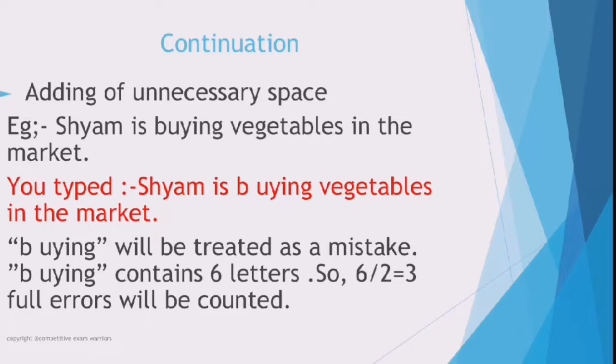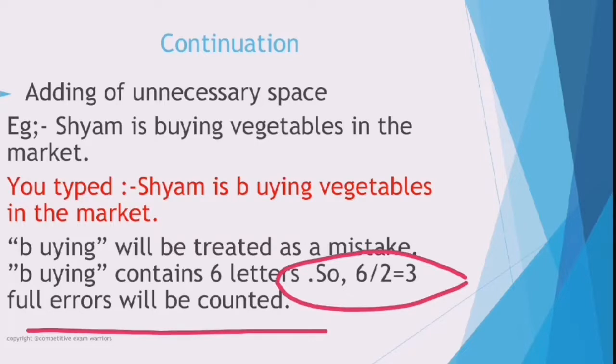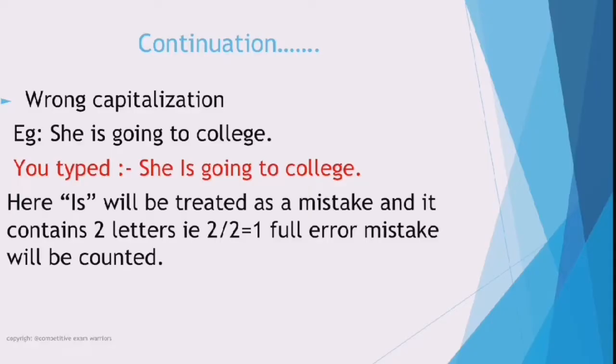Now another subcategory under the half mistake is addition of unnecessary space. Sam is buying vegetables in the market, whereas you have typed "Sam is b uying vegetables in the market". Between B and UYING you have given an unnecessary space, so that will also be counted as a half mistake. Now "buying" consists of 6 letters, so 6 by 2 makes it 3 full errors that will be counted over here. Okay, so that's regarding half mistake.